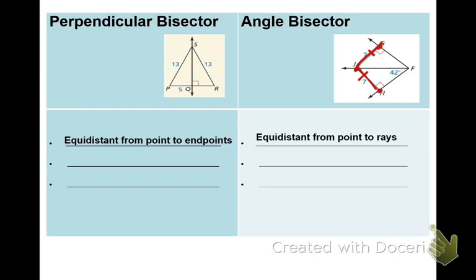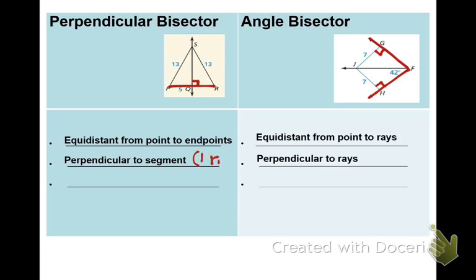Some other differences. Perpendicular bisector is perpendicular to the segment. An angle bisector is perpendicular to the rays. So if you look, these right angles are sitting on the rays of the angle, whereas perpendicular bisector, it is perpendicular to a segment. So something else you can look for, perpendicular bisector has one right angle. Whereas an angle bisector will have two right angles in the picture.